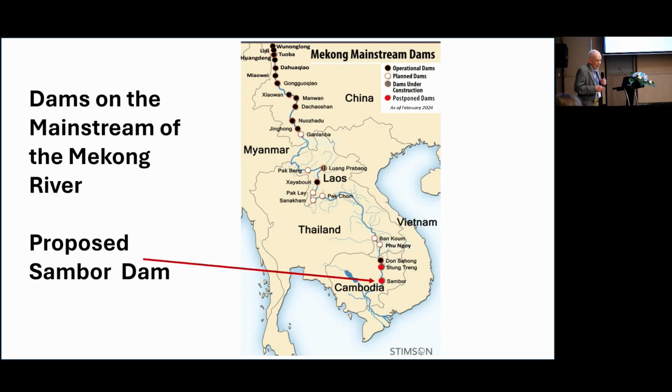The dam that we were asked to focus on, and by the way, this was a project funded by USAID, so we can all mourn the loss of USAID, okay, is Sambor Dam, which was proposed at the very bottom, the lowest dam on the main stem river. And it's highlighted there.